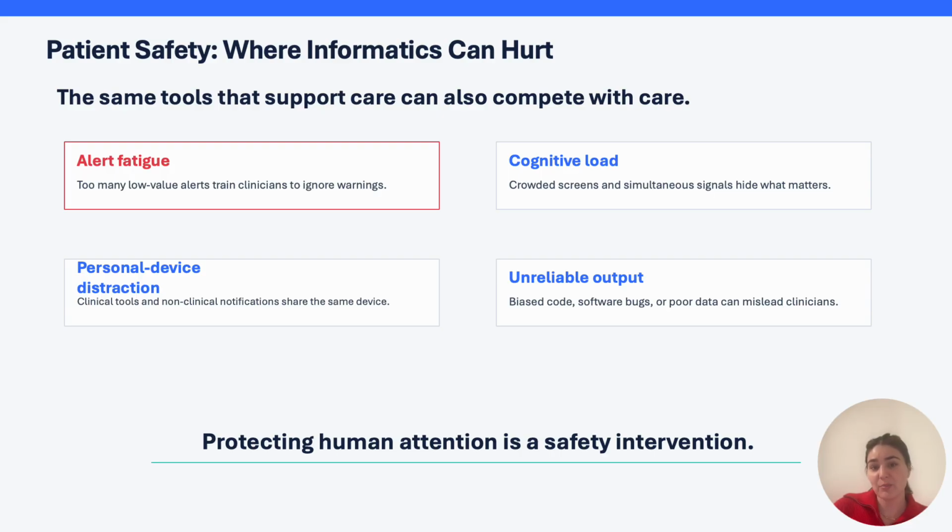Algorithms may be affected by poor quality data, biased programming, software bugs, or inaccurate patient information. A confident-looking recommendation may still be incorrect. For these reasons, protecting the clinician's attention should be considered a patient safety intervention. Technology should organize information, prioritize important warnings, and reduce unnecessary interruptions.